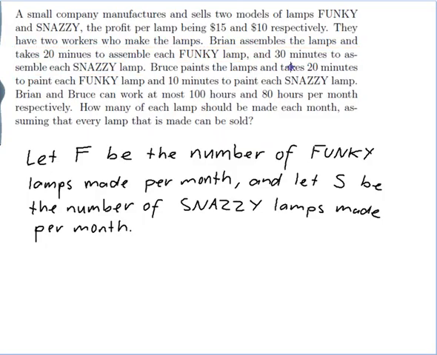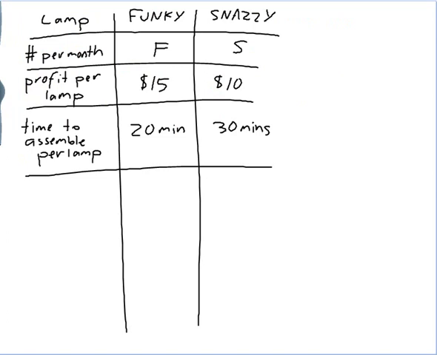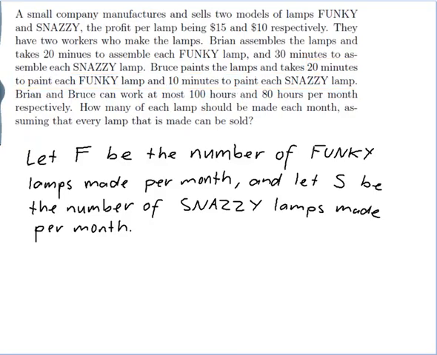Bruce paints the lamps and takes 20 minutes to paint each Funky lamp and 10 minutes to paint each Snazzy lamp. Let's put that information in. Time to paint per lamp, 20 minutes for the Funky and 10 minutes for the Snazzy.